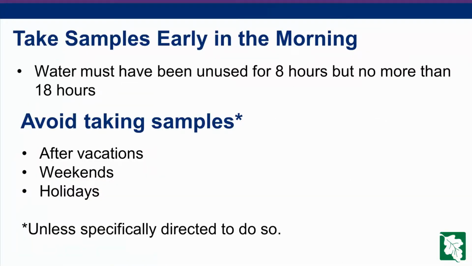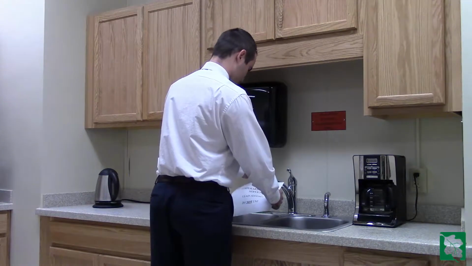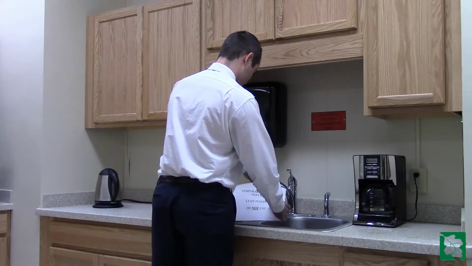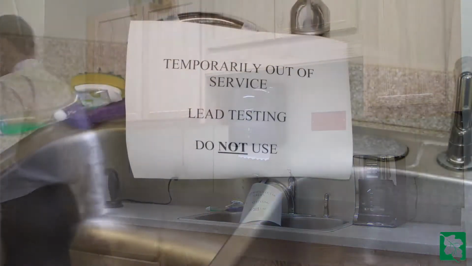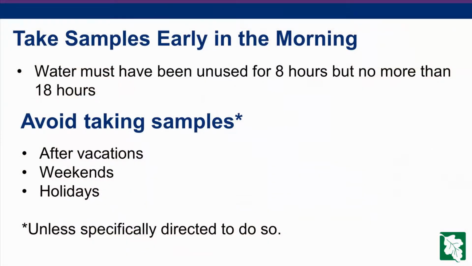All samples should be collected early in the morning before any water has been used in the building. Water must not be used for no less than 8 hours and no more than 18 hours prior to sampling. You may want to post signs to make sure taps are not used during this time period. To get a sample that best represents water used for drinking and/or cooking, avoid collecting samples in the mornings after vacations, weekends, or holidays, unless specifically directed to do so.